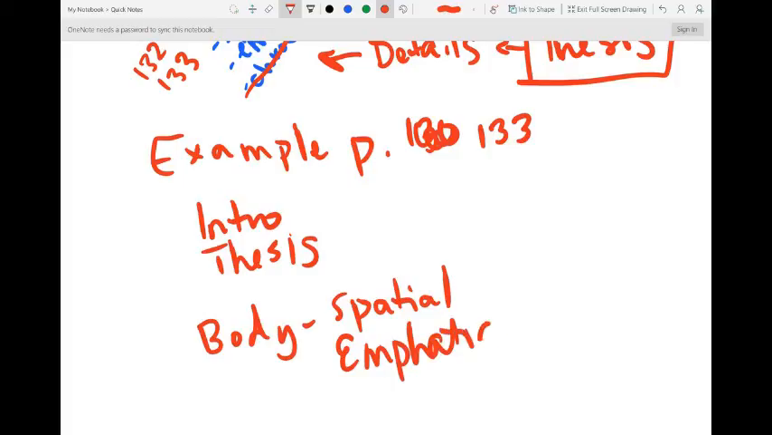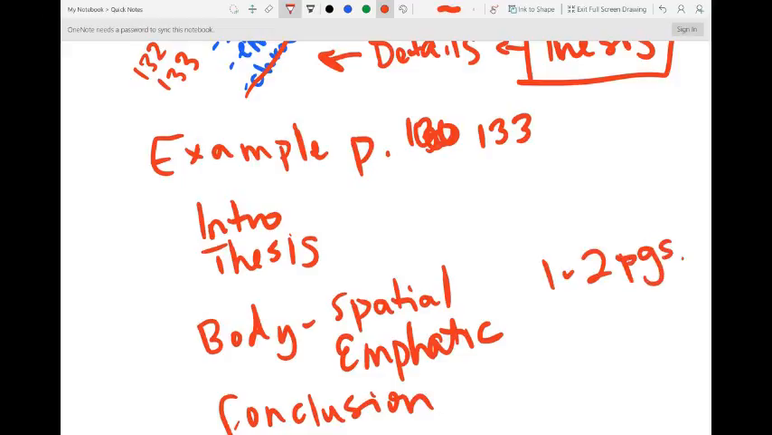All right, and then of course, don't forget a conclusion, okay? About 1 to 2 pages is plenty. I'm not looking for a novel here. All right, so just a few things to keep in mind. And again, with these body paragraphs, don't forget that you need topic sentences and transitions.